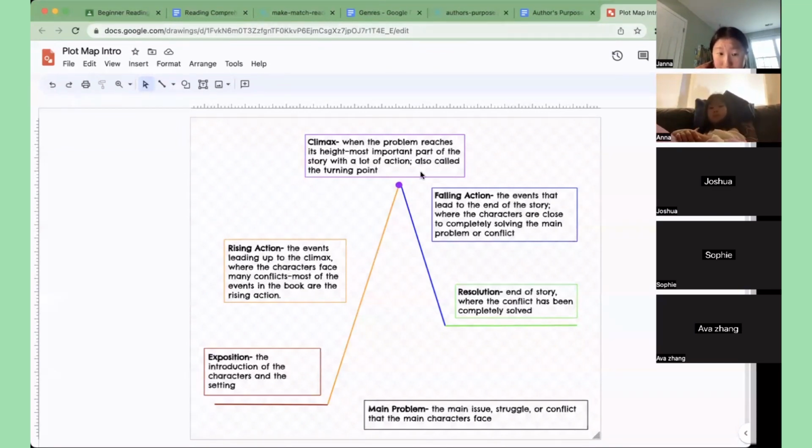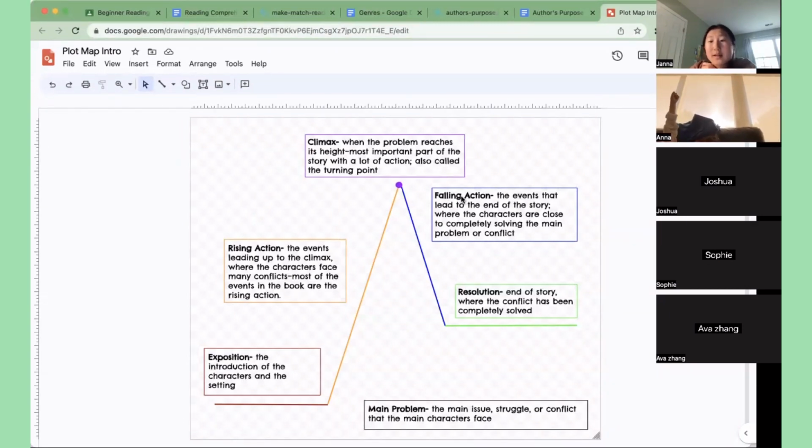And then next in the orange is the rising action. So these are the events that lead up to the climax where the characters face a lot of conflicts. And most of the events in the book are the rising action. This is just leading up to the climax. And then next in the purple, you can see the climax is just this one point, like the highest point, where the problem reaches the height. So this is the most important part of the book, and there's a lot of action usually in this part. And it's also called a turning point. You guys might have used that word instead.